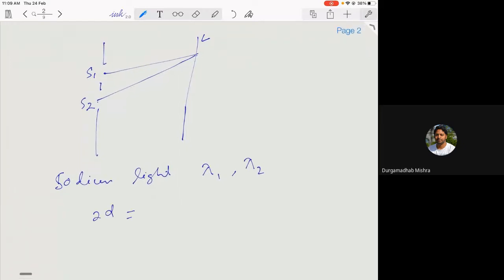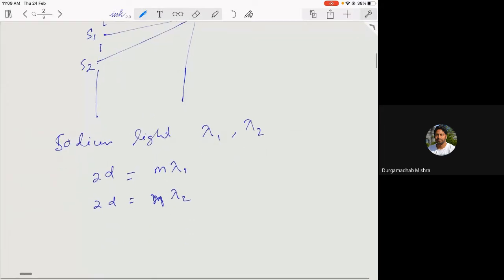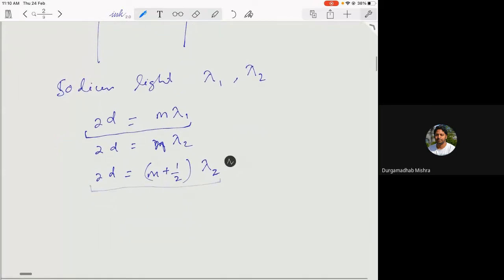In that case, let's say the first one would be 2d equal to m lambda 1, and the other one will be equal to n lambda 2. Both m and n are integers. Now, for a certain situation, it may happen that the second condition would be 2d equal to (m plus half) lambda 2. So the separation is such that lambda 1 satisfies its condition, and for lambda 2, this is the condition for interference that is satisfied.